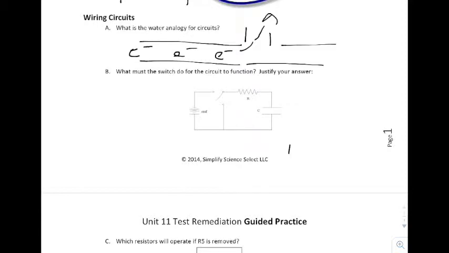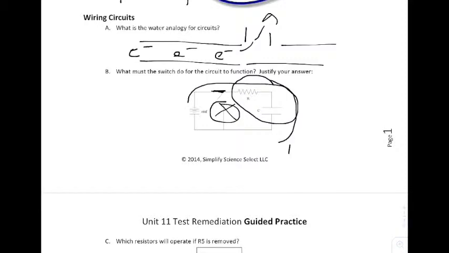So now we look at this one. It says, what must the switch do for the circuit to function properly? Justify your answer. So there's a switch right here, and there are actually two choices. My assumption is that in order to get the circuit to function properly, I want electricity to go to the resistor and the capacitor. If that is the case, I have to close the switch here. In doing so, I bypass this branch. In other words, no electricity will go there, but instead will go through the path of the circuit this way to the other end of the battery.